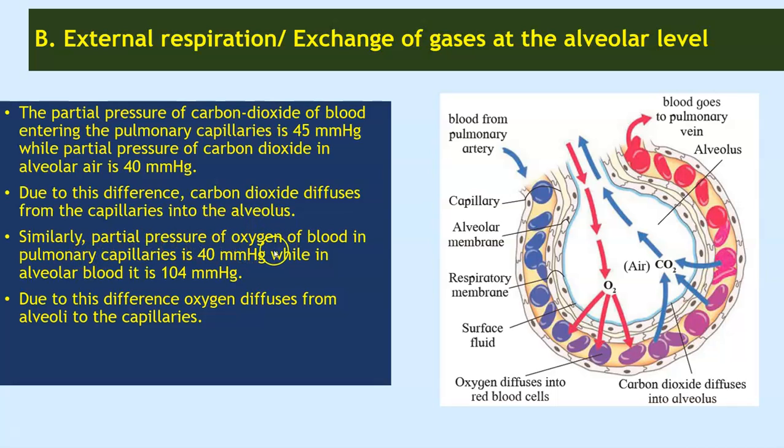Similarly, the partial pressure of oxygen of the blood in the pulmonary capillary is 40 mmHg, while in the alveoli it is 104 mmHg. So here you can see the partial pressures that are created. Now, due to this difference, oxygen diffuses from the alveoli to the capillary. So, because of this difference, from the alveoli the oxygen diffuses into the capillaries. And here you have your carbon dioxide, which diffuses from the capillaries into the alveoli. So, this is how the exchange of gases takes place.